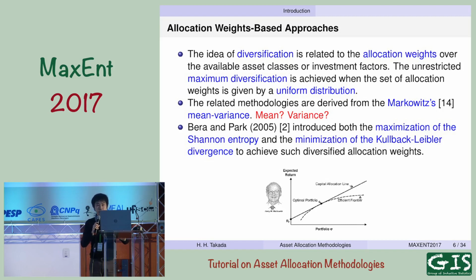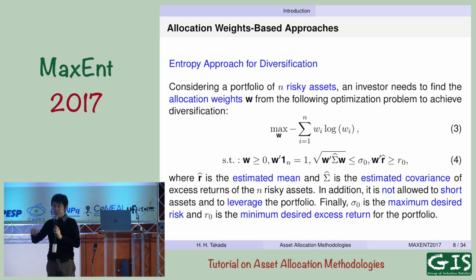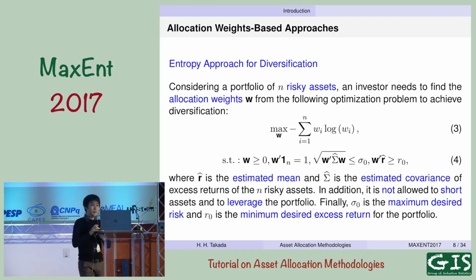And Bera and Park introduced, for weights-based asset allocation models, the maximization of the entropy and the minimization of the Kullback-Leibler divergence. Okay? So just an example, using weights, I'm not using the risk contributions. Here, considering weights, I'm just maximizing the entropy and setting some constraints. It's a possible approach. Of course, if you don't have any constraint, you are going to have equal weights here.